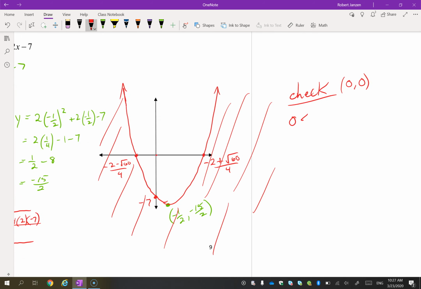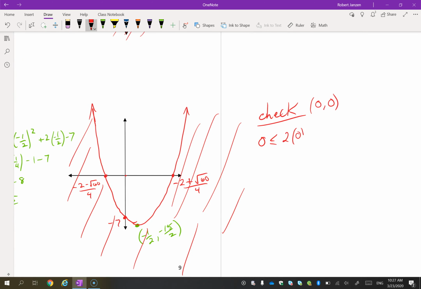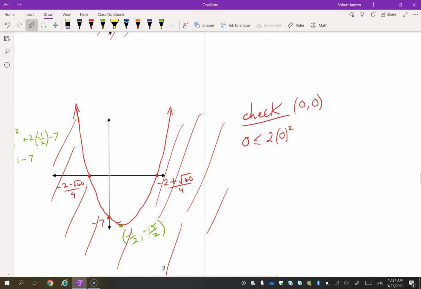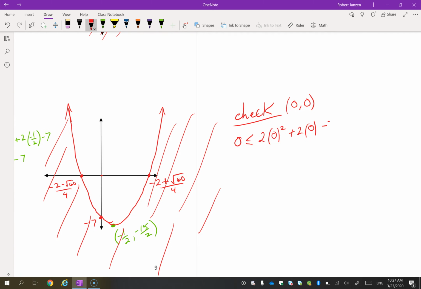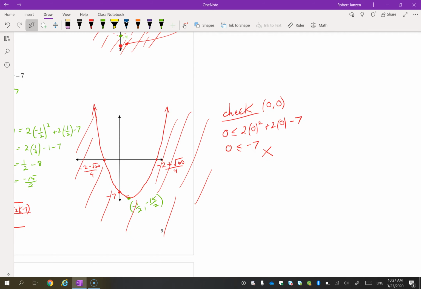Okay, so is 0 less than or equal to 2 times 0 squared plus 2 times 0 minus 7? Is 0 less than or equal to negative 7? No, it is not. So looking at that, that means this point should not be shaded, and it's not. You can see that it's not in my solution. Okay, so there is the answer.